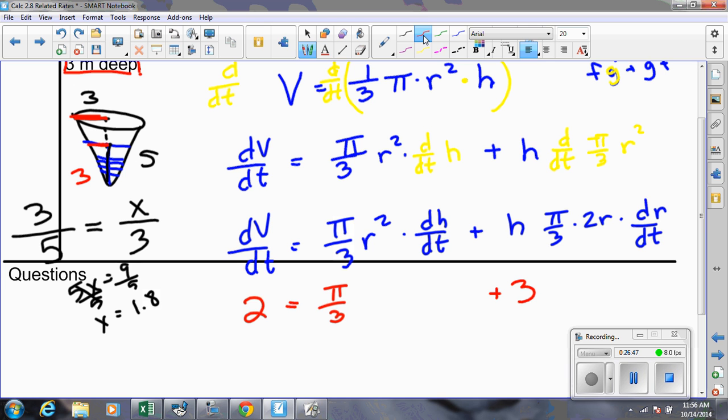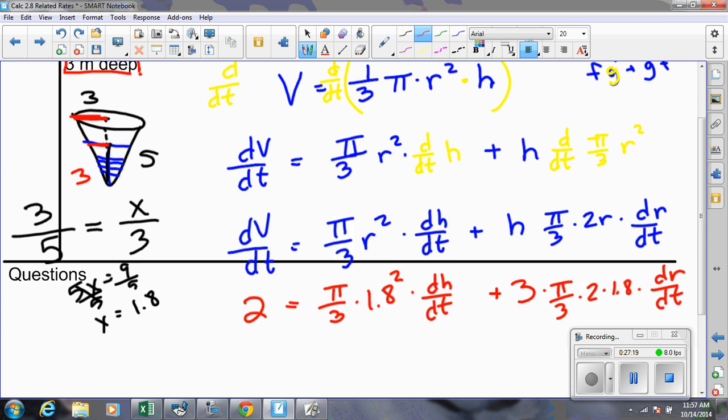So we're still using the stuff that you learned in geometry. We're still using the stuff that you learned in algebra. And so we'd have 1.8 for the radius times pi over 3 times 2 times 1.8. You'll notice we're just plugging in all the stuff that we have. And we now have dh dt, dr dt.